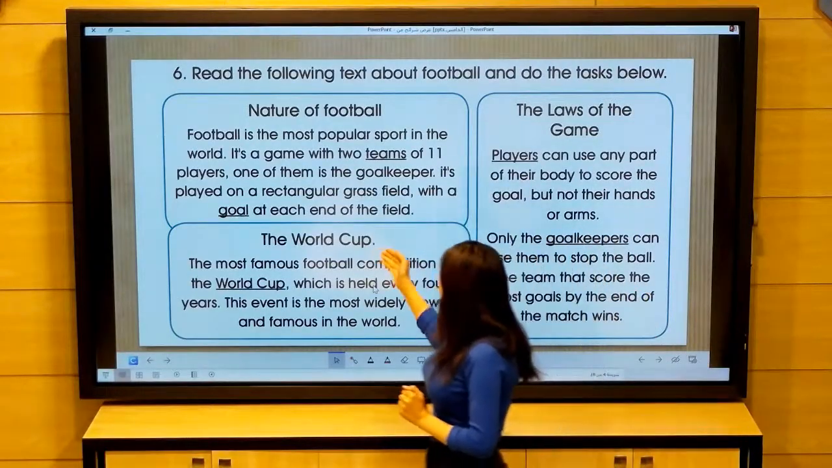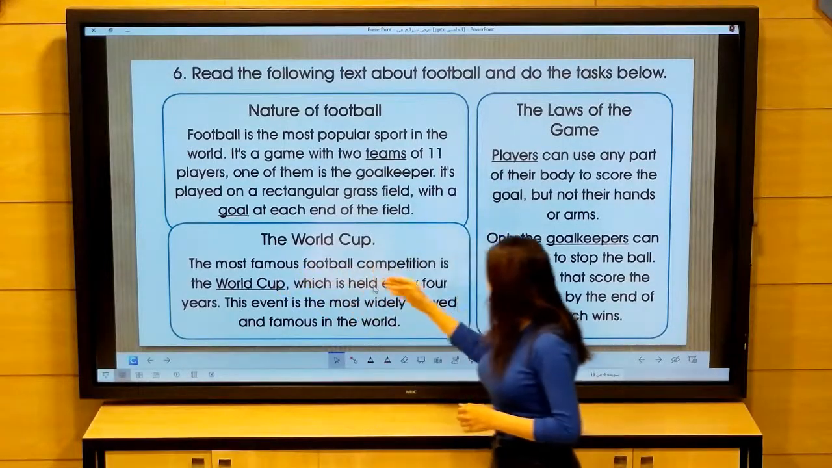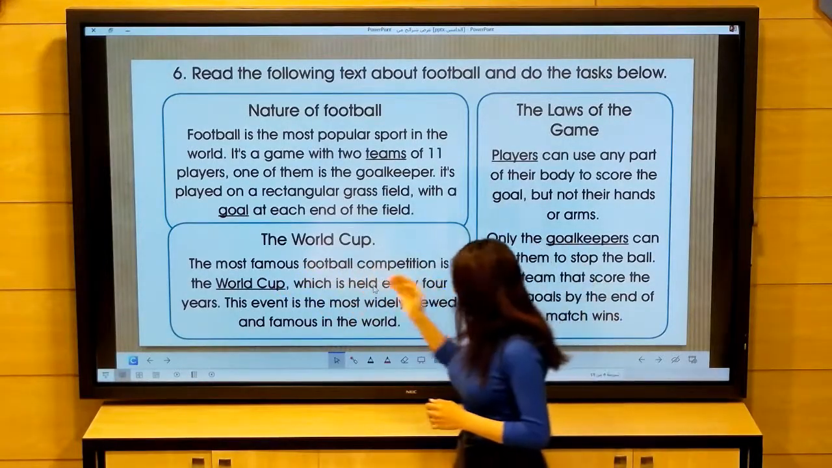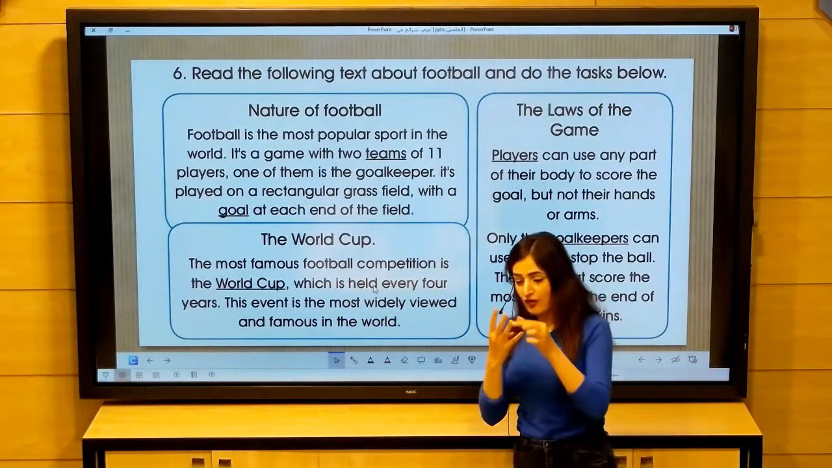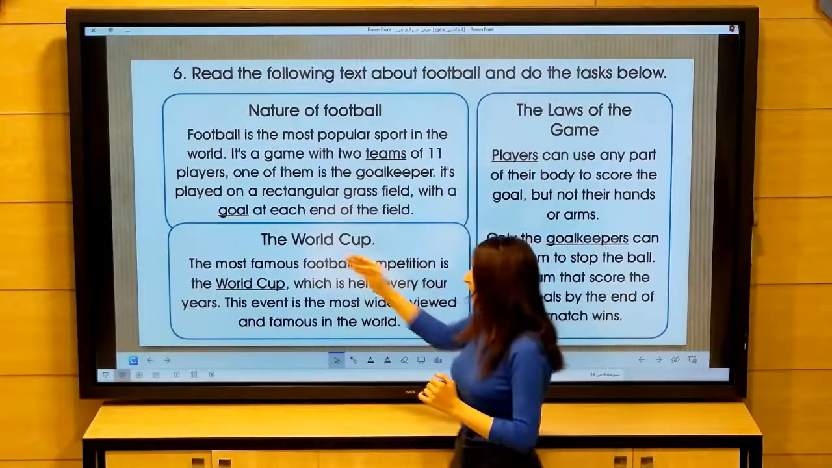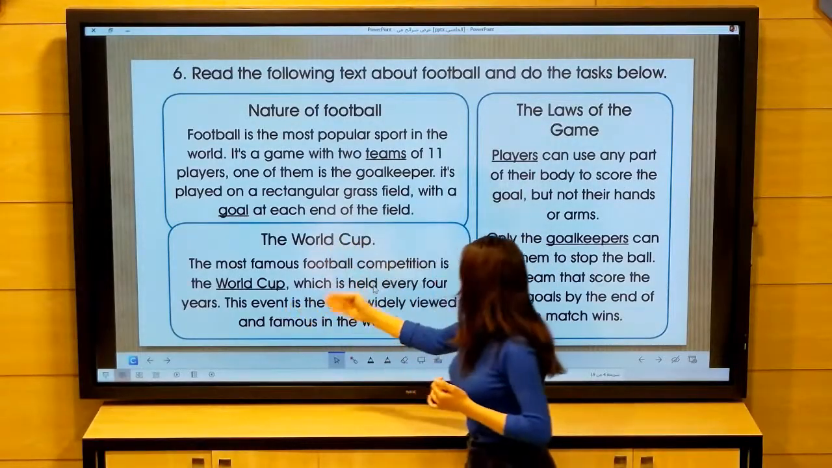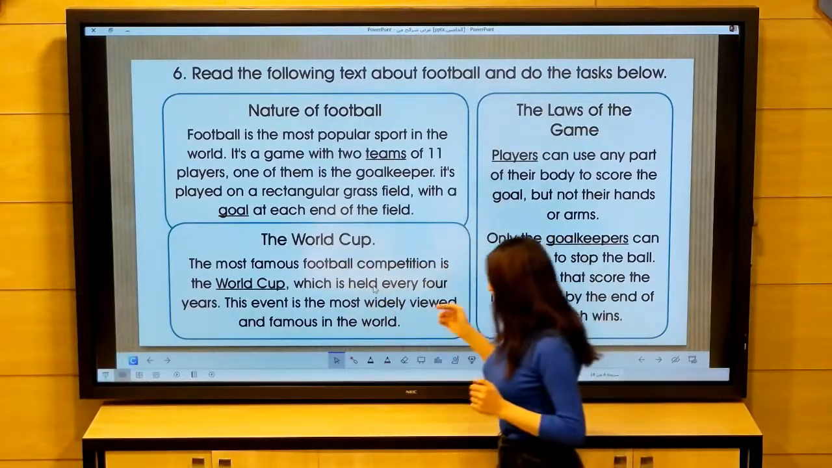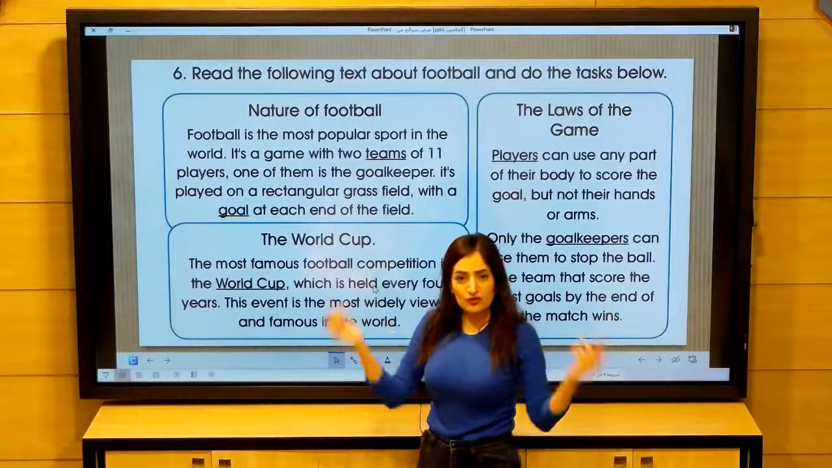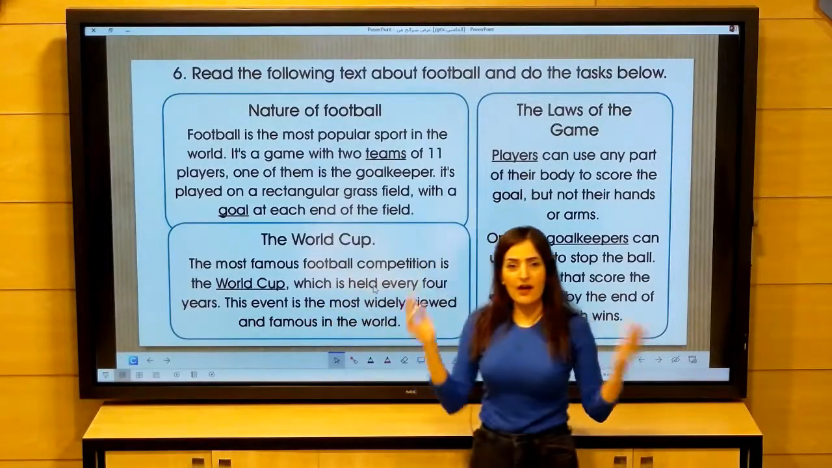The World Cup. The most famous football competition is the World Cup, which is held every 4 years. This event is the most widely viewed international event and famous in the world.